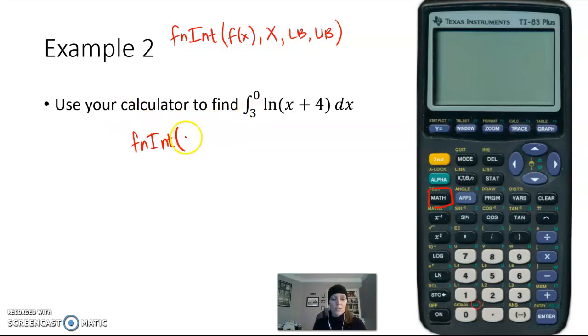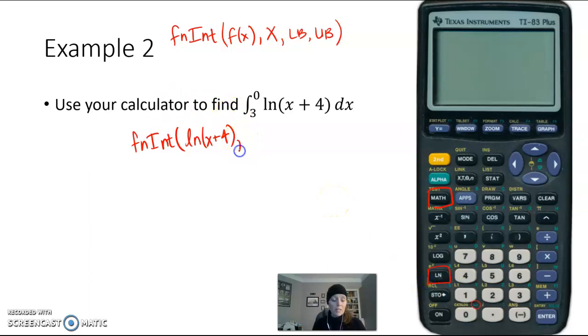Okay, so let's begin here. Remember that that integral function is in the math menu. So we're going to press math, and we're going to go down to option 9, and then we're going to enter our function. So we have natural log of x plus 4. Natural log, you'll find it right next to the 4. Make sure that you close your parentheses after the x plus 4. Okay, otherwise you're going to confuse your calculator. So you use that natural log x plus 4, close parentheses.